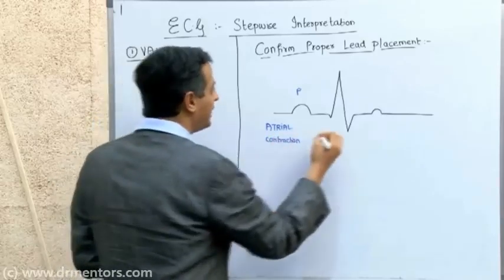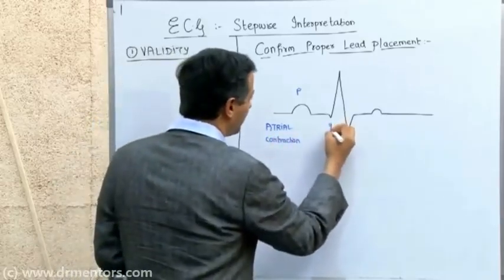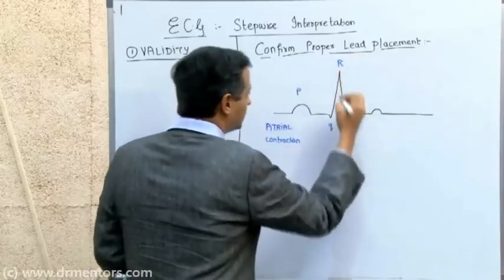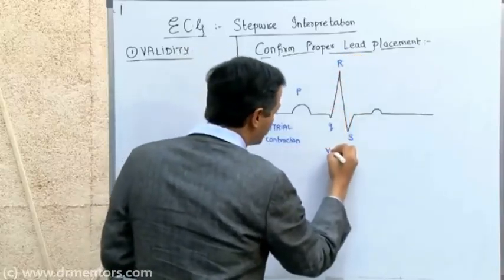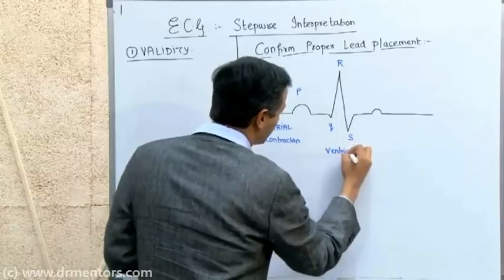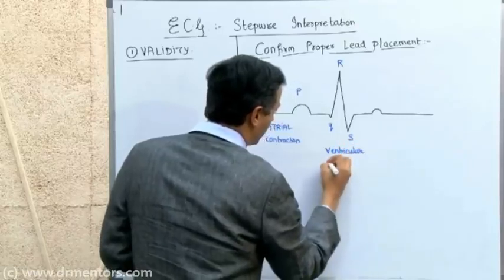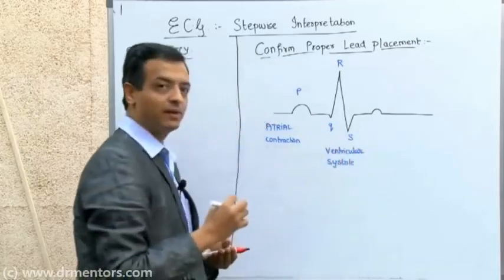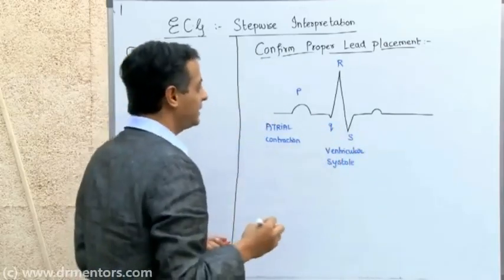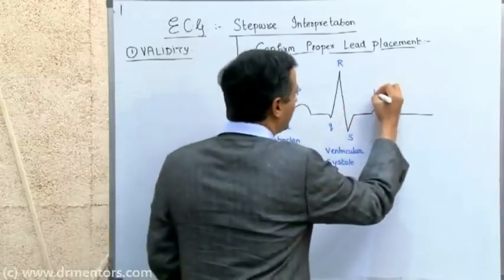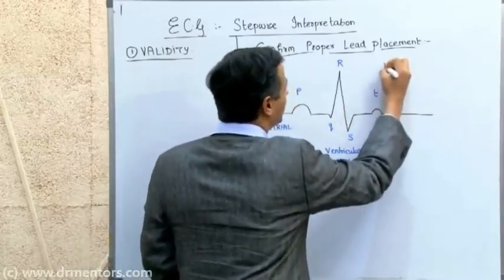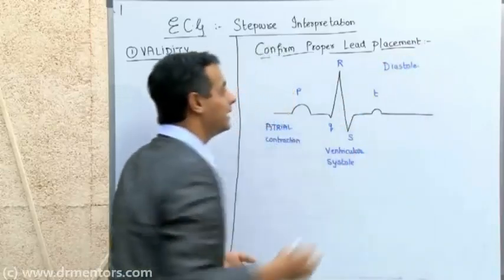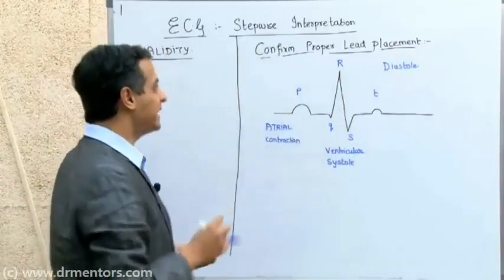The first negative deflection is the Q wave, followed by the R and the S waves. The QRS complex denotes the ventricular systole, followed by the T wave. The T wave suggests the ventricular diastole. What are the segments here?